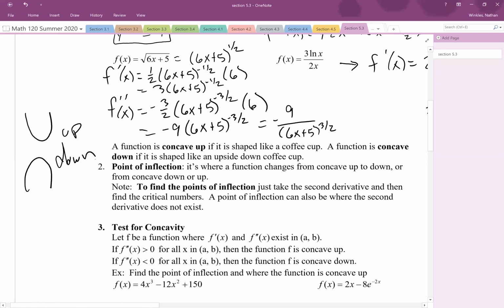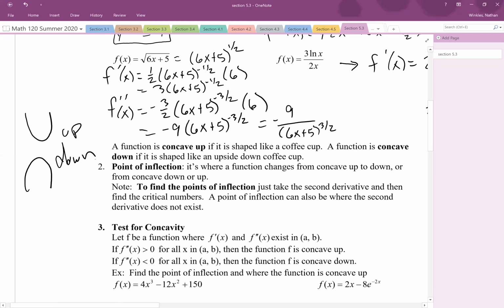Now, a point of inflection. A point of inflection is very similar to what we've already been talking about in terms of critical numbers. Just a point of inflection is the critical number for our second derivative instead of the first derivative.